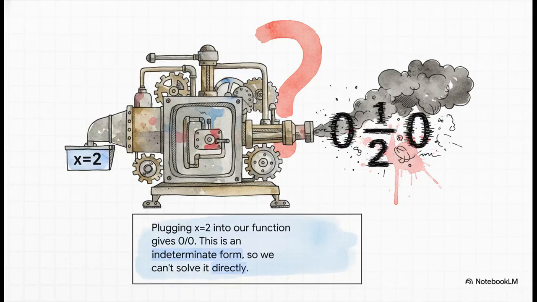Okay, here's a classic case. We've got this function, and we want to know what's up when x equals 2. But when we try to just plug in the number 2, we get 0 divided by 0. And in math, that is a huge red flag. It's called an indeterminate form, which is a fancy way of saying we have no idea. It's a mathematical question mark. Our easy method just failed, so we're going to need a better tool.